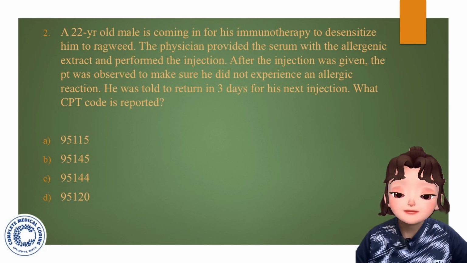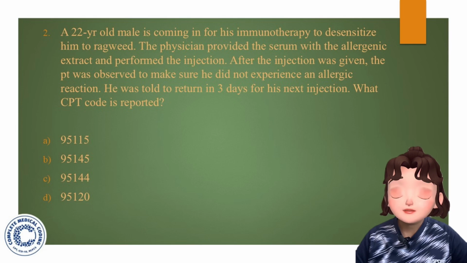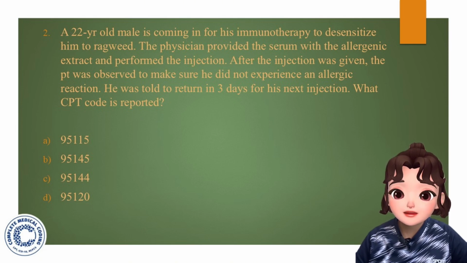Professional services for allergen immunotherapy. These are allergen immunotherapy codes, the codes starting with 95, okay. So 95115: professional services for allergen immunotherapy, not including provision of allergenic extracts, single injection.